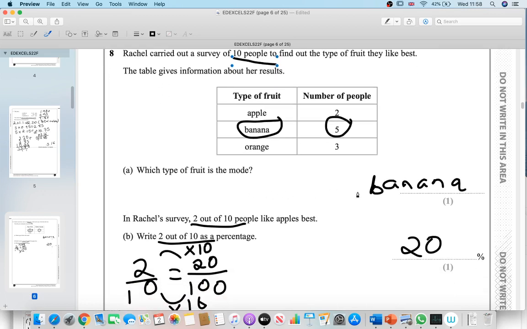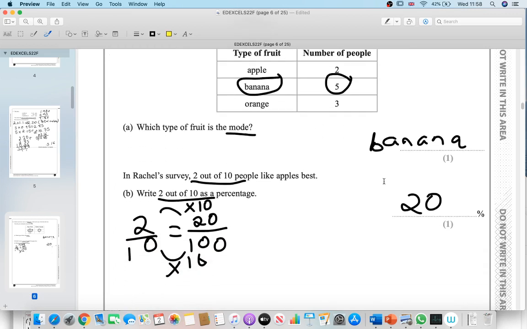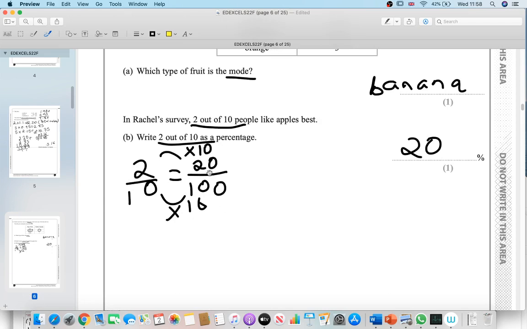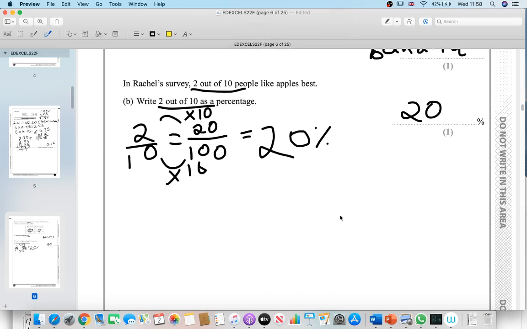What type of fruit is the mode? It's the most frequent, so it's banana. In Rachel's survey, 2 out of 10 people like apple best. 2 out of 10 as a percentage. What I did was convert to a fraction over 100, and out of 100, percentage means 20%. So 20 out of 100 is equivalent to 20%.